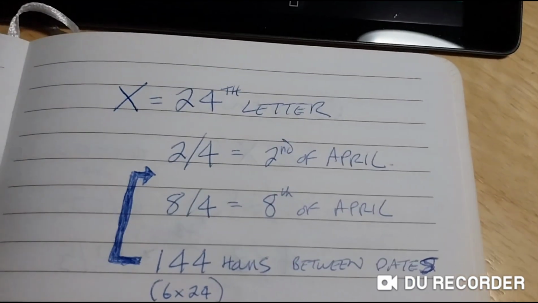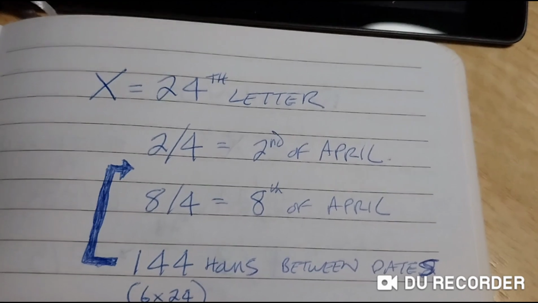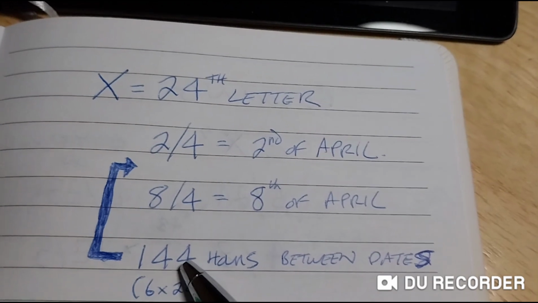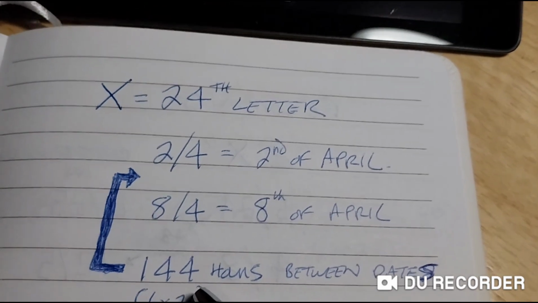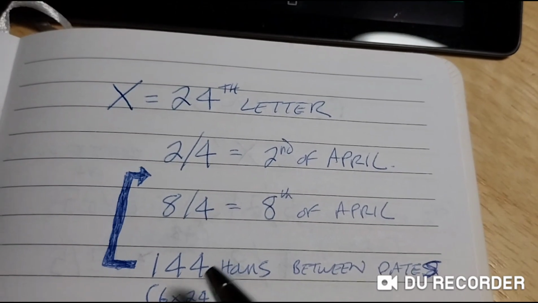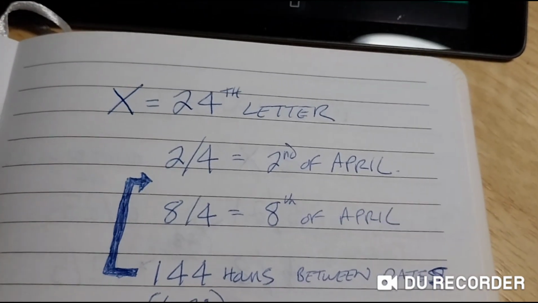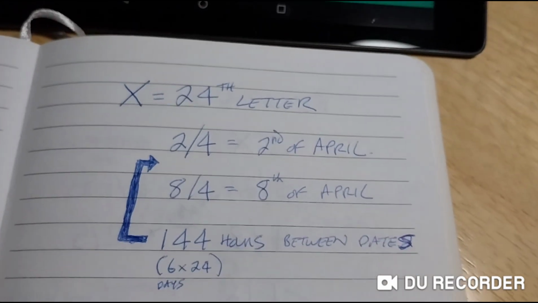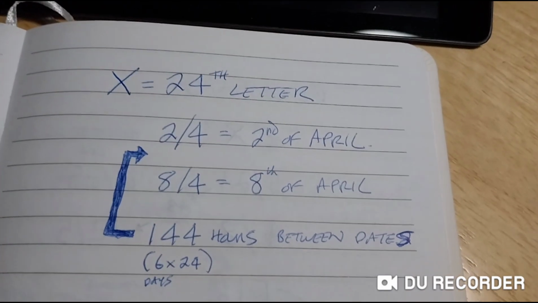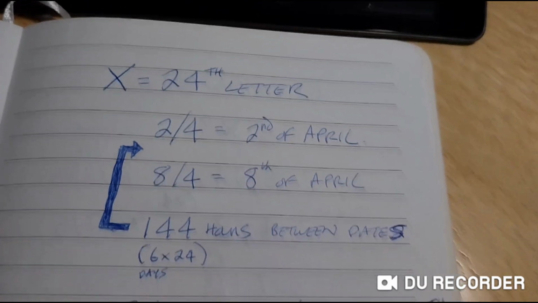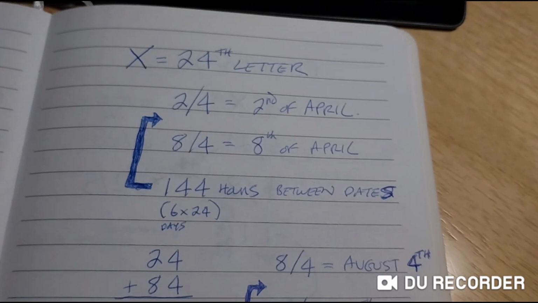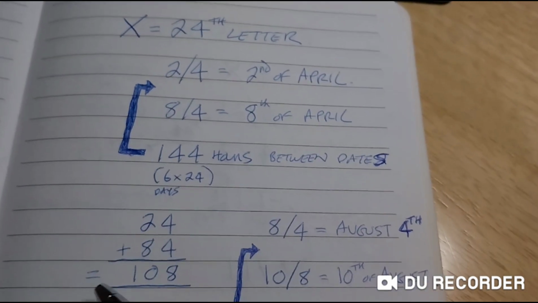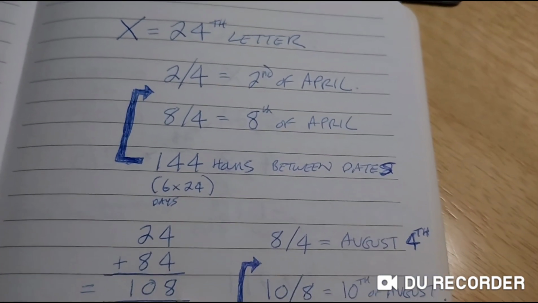So you've got 144 hours between those two dates. That's quite significant just straight away because it's connected straight to time, isn't it? Because 144 just showed you how that connects to time. It's also 12 times 12, 12 Fibonacci, etc. So we've established that bit just from X on its own. And the dates. So 24 plus 84. Bit simple math. 108.